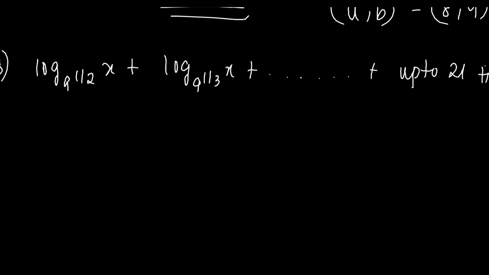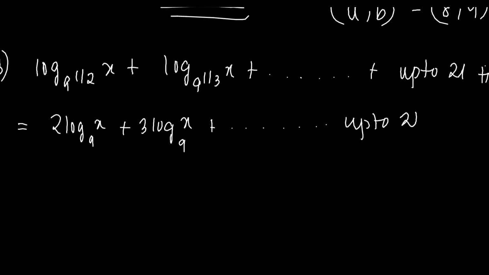Okay, so here you can see that 1 by 2 will come outside as a reciprocal. So the reciprocal of 1 by 2 is 2. So we can write it like this. Similarly, in the next case, it will be 3 log x base 9. In the next case, it will be 4. So up to 21 terms.